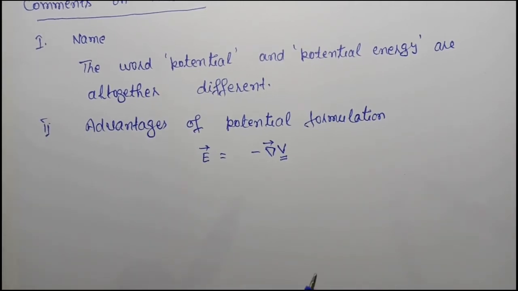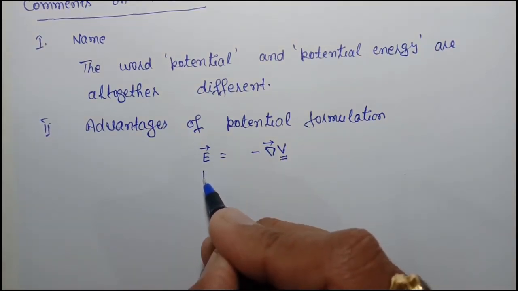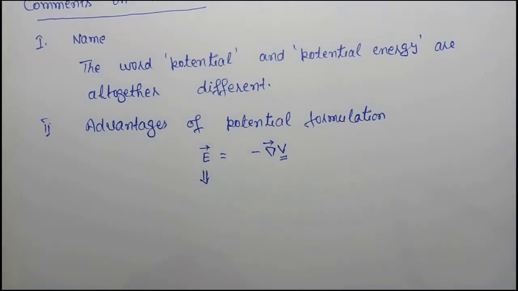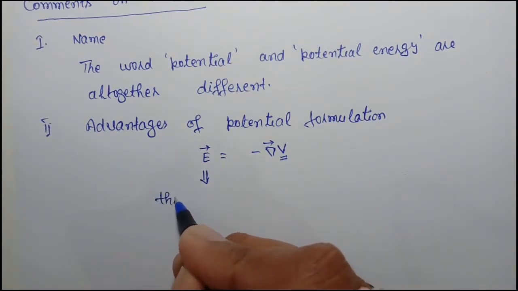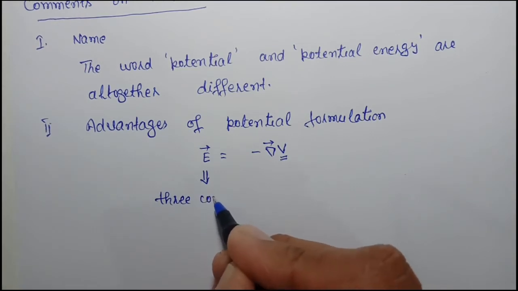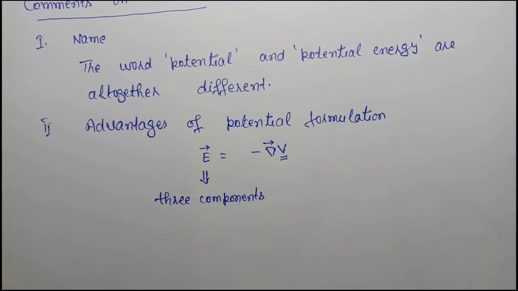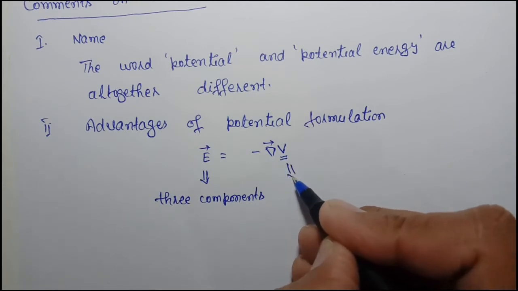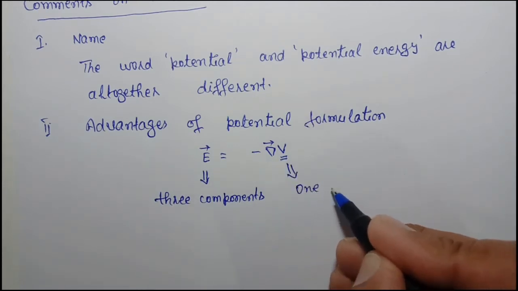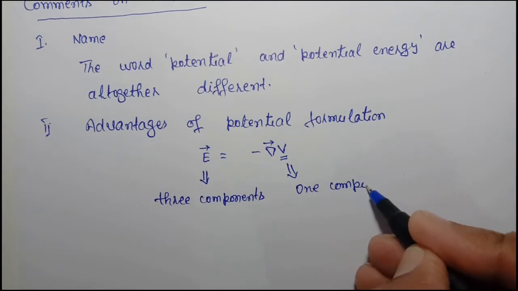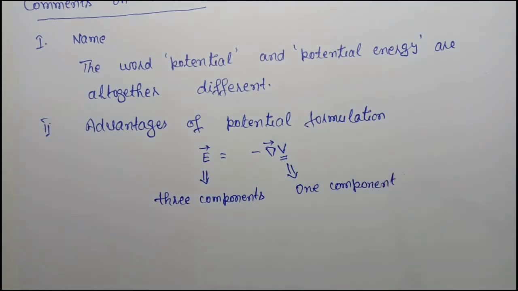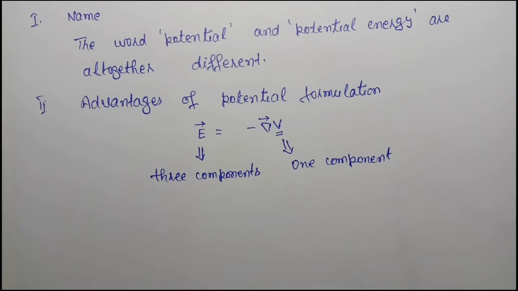electrostatic potential. But the next important point here is, as we know, if we have electric field, that is a vector quantity, then we have three components. That is, one is along the x-axis, second along the y-axis, third along the z-axis, and for a scalar quantity we have only one component. Now the important point here is how one component can give the information of three components.